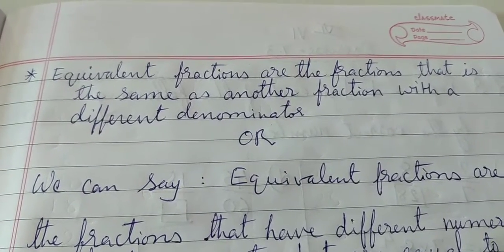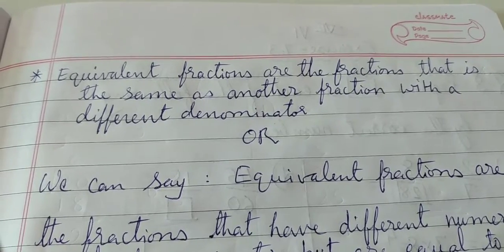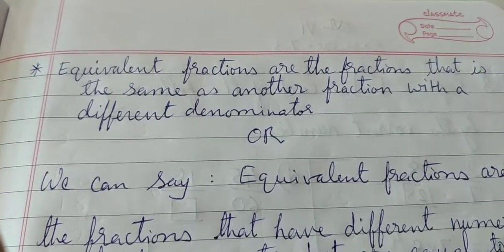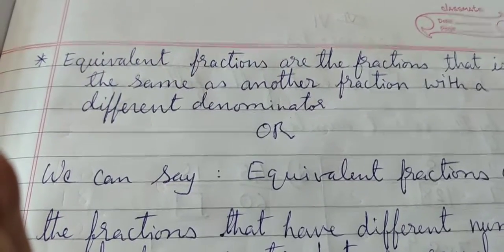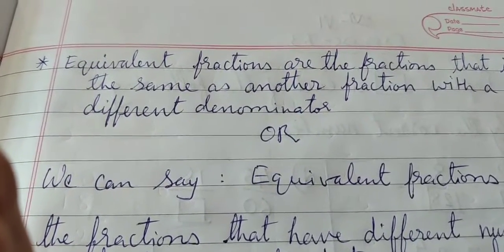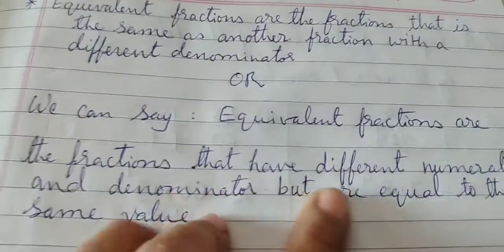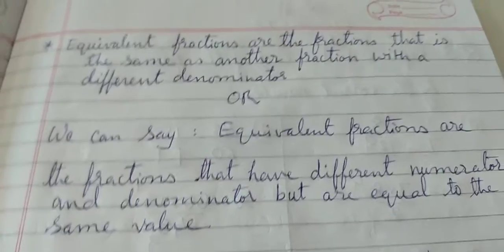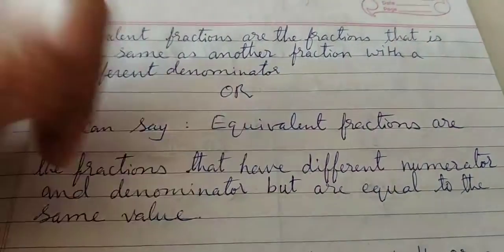Hi children, today in this session I am going to talk about equivalent fractions. What are equivalent fractions? Equivalent fractions are fractions that are the same as another fraction with a different denominator. Or we can say equivalent fractions are fractions that have different numerators and denominators but are equal to the same value.